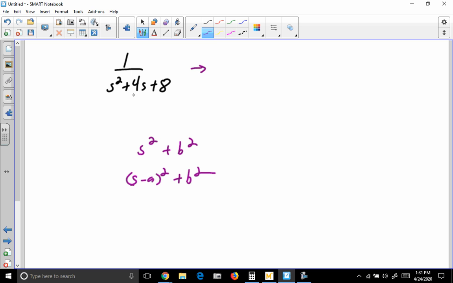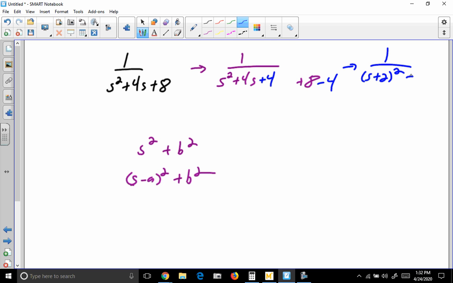So what we need to do is take the s squared plus 4s, and we need to complete the square with that. So if we complete the square, we take half of the 4, which is 2, and square it. So 4. If we add 4 on the bottom, we also have to subtract 4 to keep it equal. So that's equivalent to 1 over s squared plus 4s plus 4 factors to s plus 2 squared. 8 minus 4 is 4. So that's s minus a, and that's b squared.